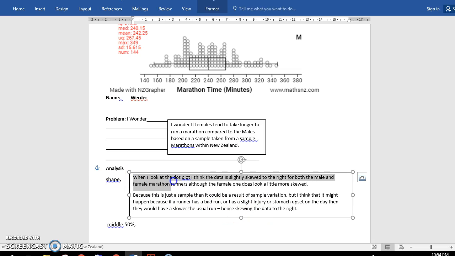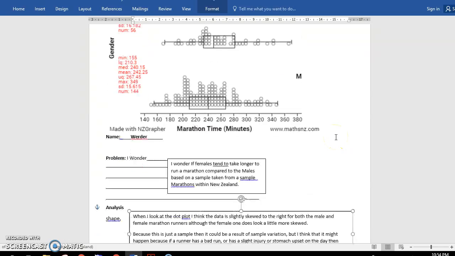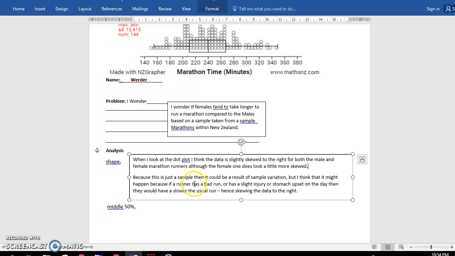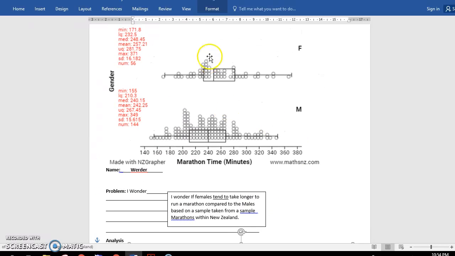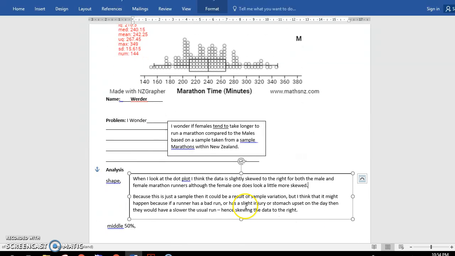So when I look at the dot plot, just to tell you where I got my information from, I think the data is slightly skewed to the right for both the male and female marathon runners, although the female one looks more skewed. In this, I'm just going to point out I have to compare both male and female, so not just talking about one of the data sets and doing a comparison. And I'm going to try and justify it. Because this is just a sample, it could be a result of sample variation. Maybe if I took another sample, it wouldn't be so skewed. Maybe this is not considered skewed at the moment.